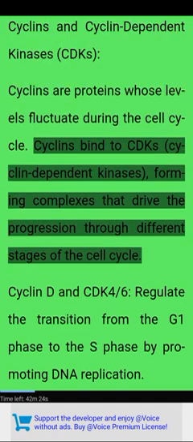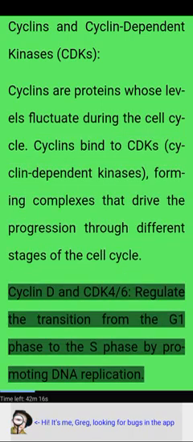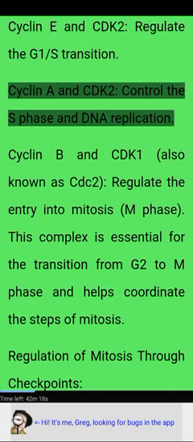Cyclins bind to CDKs, cyclin-dependent kinases, forming complexes that drive the progression through different stages of the cell cycle. Cyclin D and CDK4/6 regulate the transition from the G1 phase to the S phase by promoting DNA replication. Cyclin D and CDK2 regulate the G1/S transition. Cyclin A and CDK2 control the S phase and DNA replication.